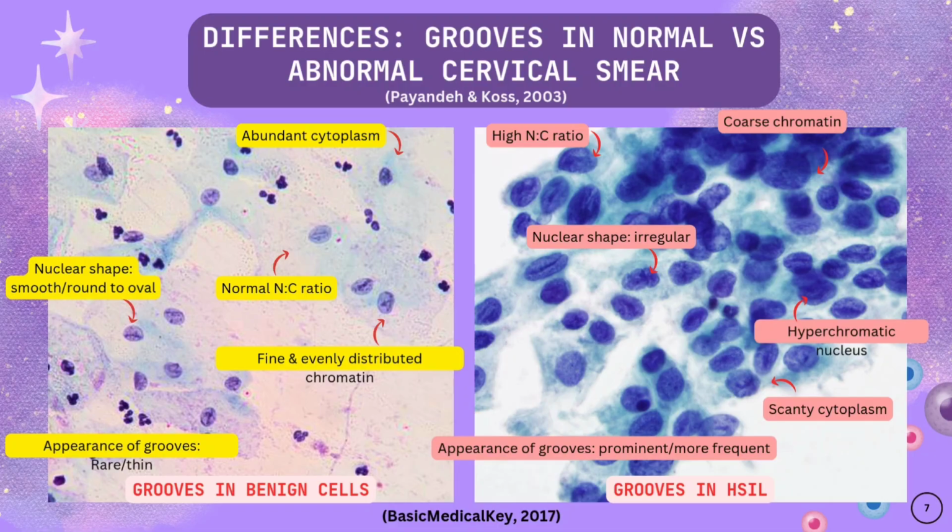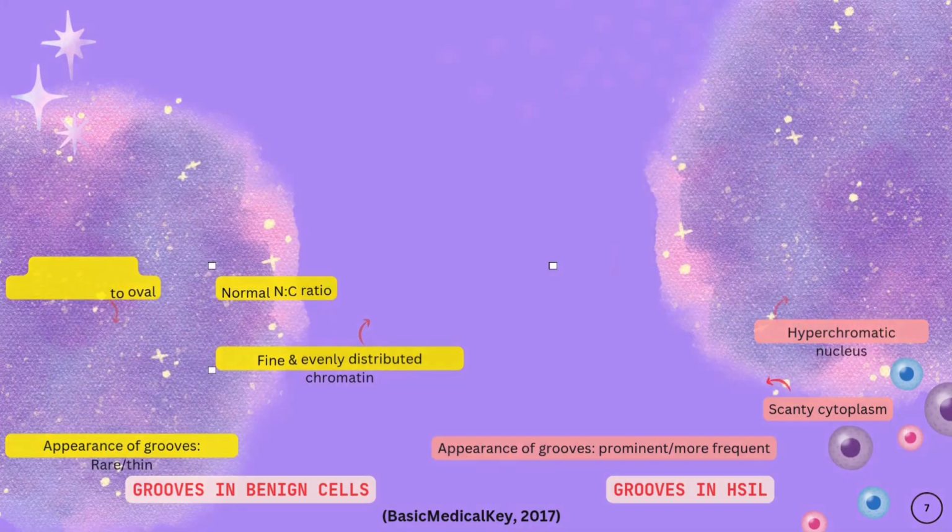The NC ratio in normal cervical cells is normal, so the cytoplasm is abundant, while in abnormal cervical cells, it appears as a high NC ratio, so the cytoplasm is scanty. Lastly, the other features present in normal cervical cells are no mitotic activity or cell damage, while in abnormal cervical cells there is mitosis, apoptosis, or other signs of dysplasia or malignancy.